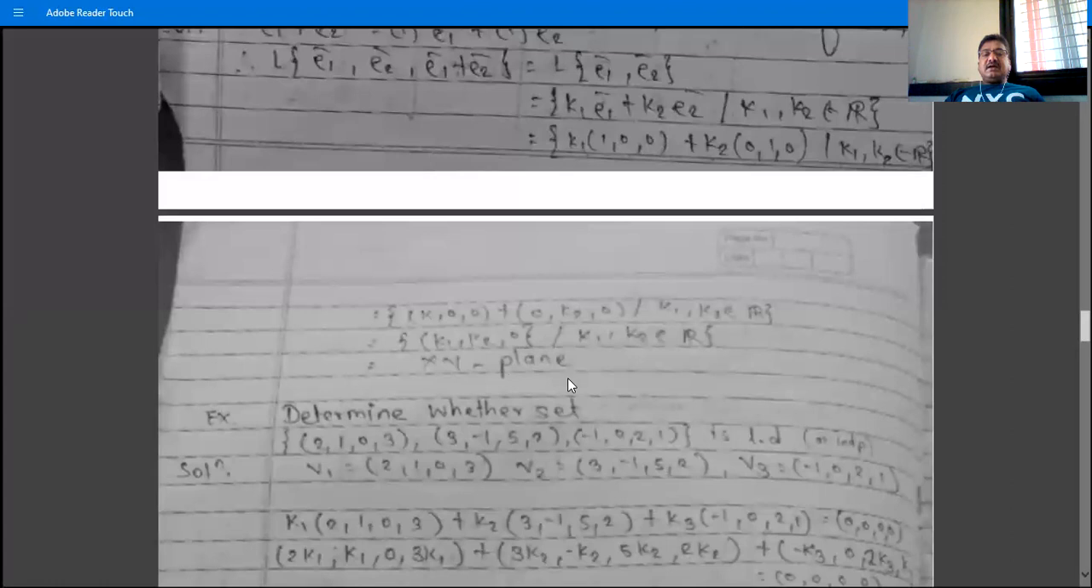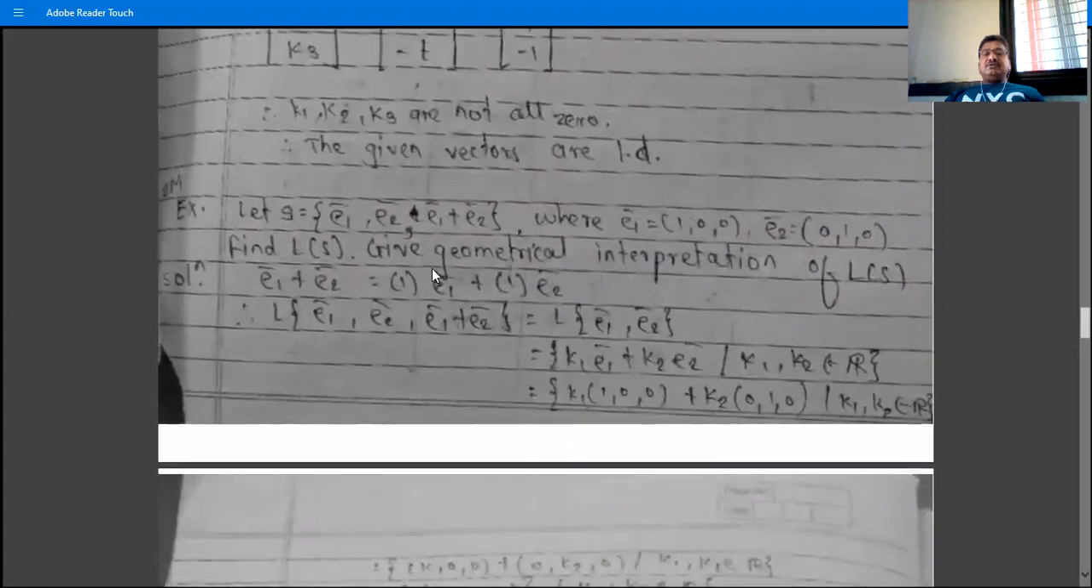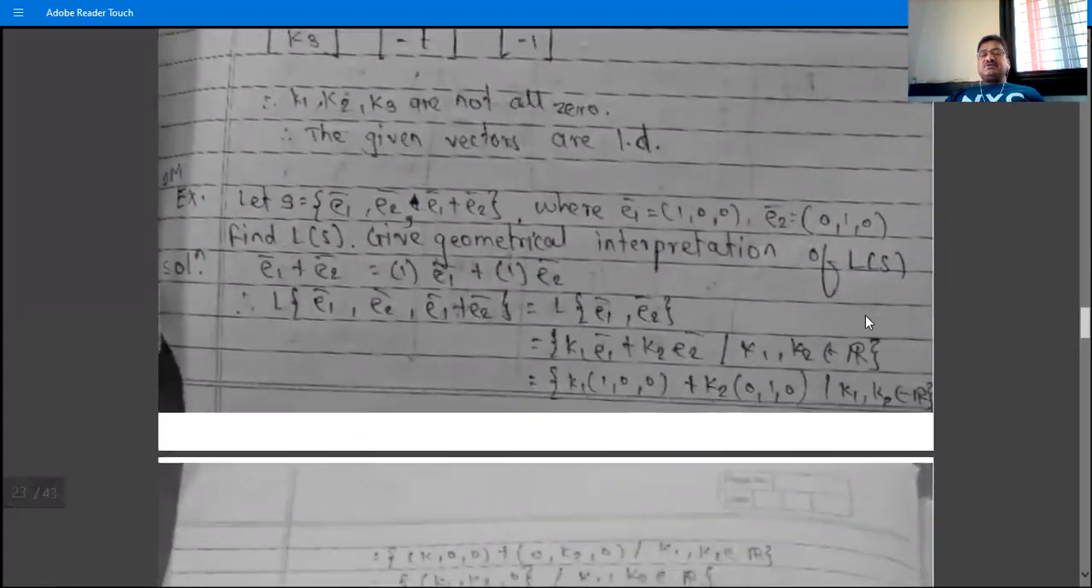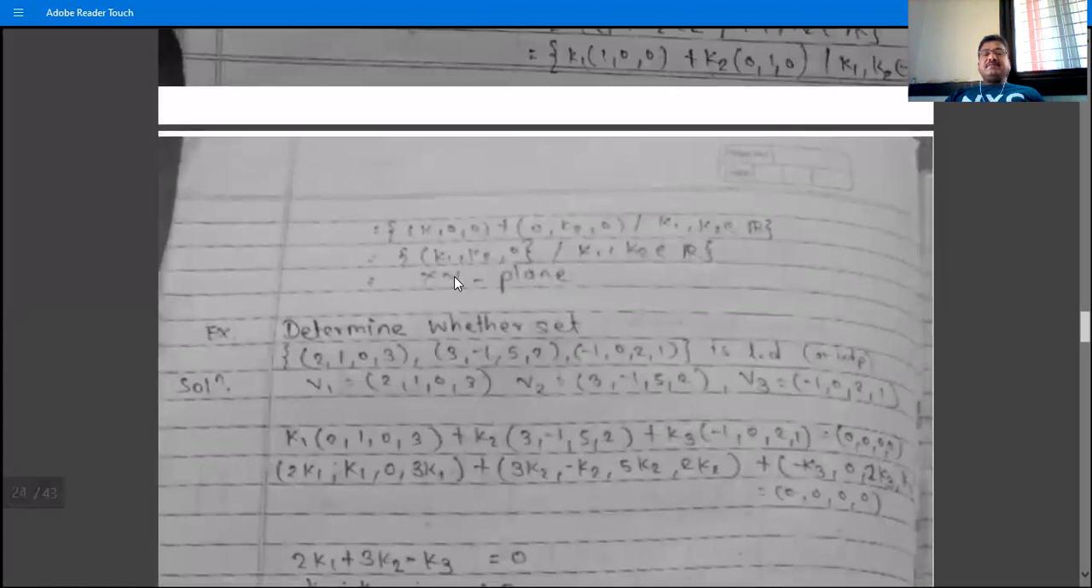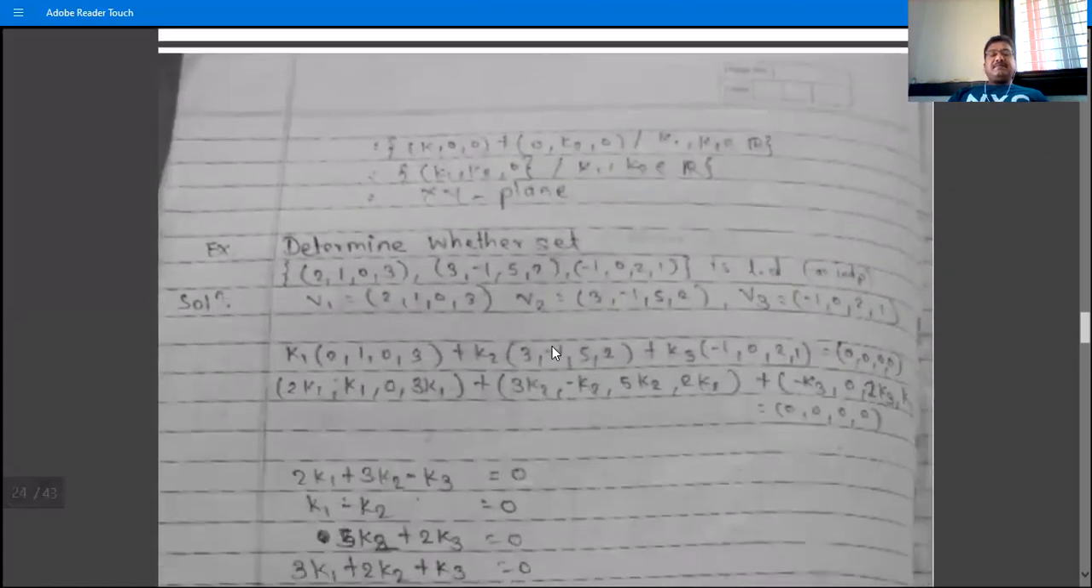This is the XY plane. So give the geometrical interpretation of ELS. So what is the geometrical interpretation of ELS? This ELS is the XY plane.